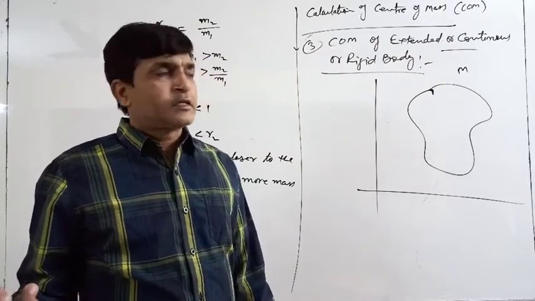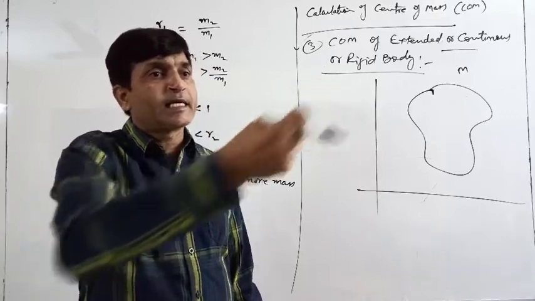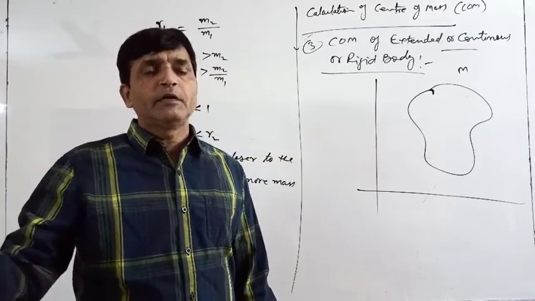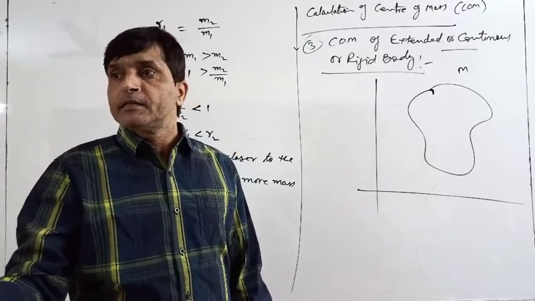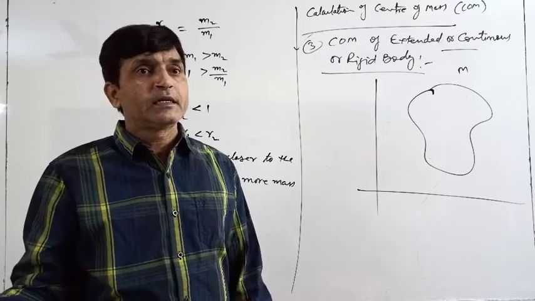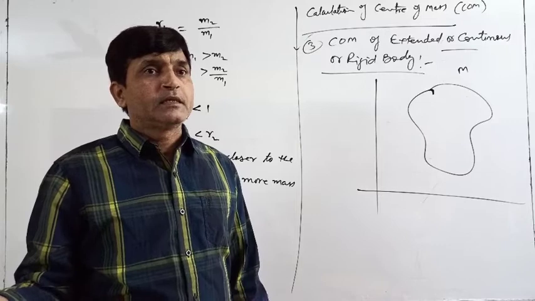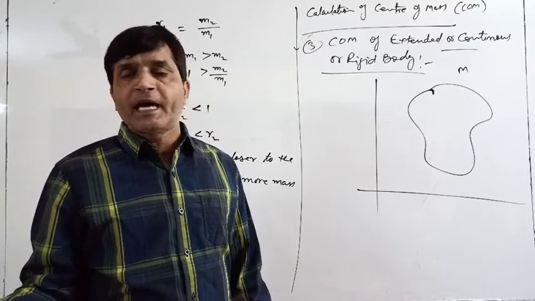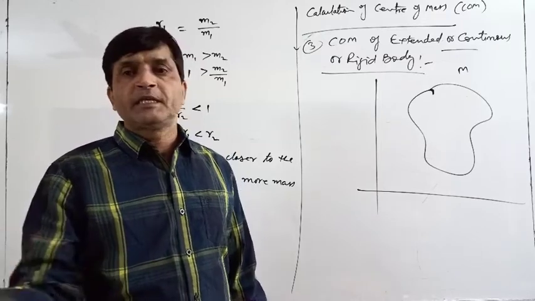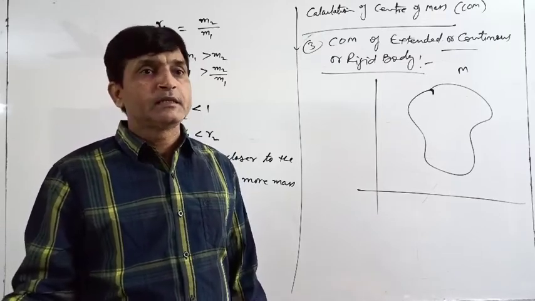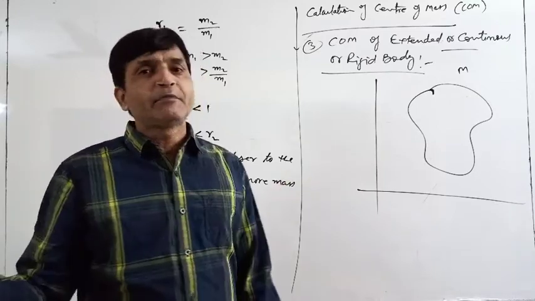So this body can be your linear body. Linear body means just like a slender rod. It can be your two-dimensional body, just like a disc, just like your lamina, just like your triangular plate. So it can be two-dimensional as well as three-dimensional also. Three-dimensional means it can be sphere, cylinder, cone. So it can be any type of body.